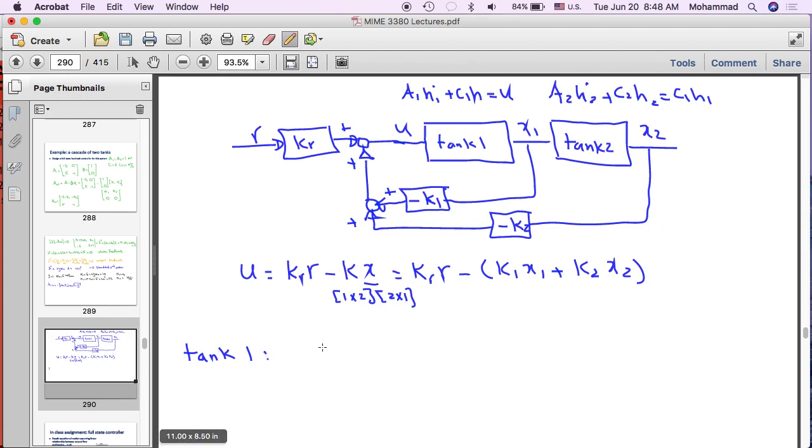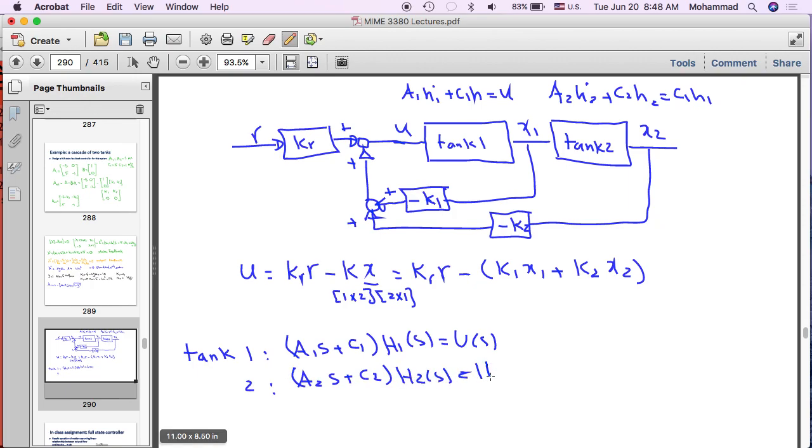If you take that first differential equation into the Laplace domain, it becomes A1S plus C1 times H1 of S is equal to U of S. And for tank 2, that becomes A2S plus C2 times H2 of S is equal to H1 of S. So basically what goes into the first block, labeled tank 1, is X1 as output and U as input. X1, by the way, is H1.